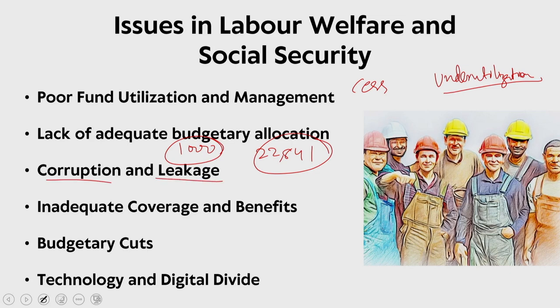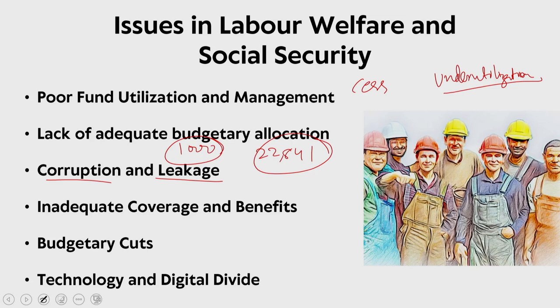Also, there are instances of bribery, fraud, nepotism, and even political interference to a certain extent in the allocation and distribution of these social security funds. When you look into another important aspect, it is inadequate coverage and benefits.